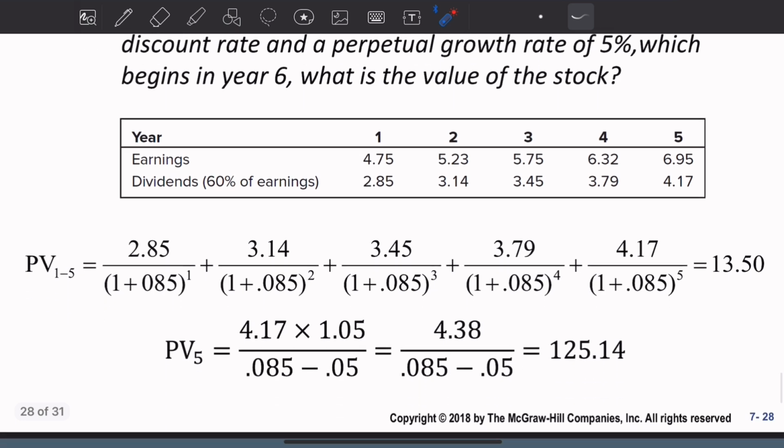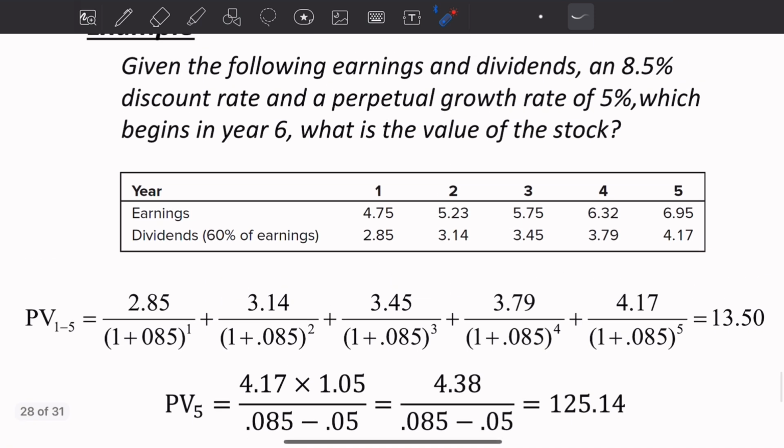Okay, so here the present value of the dividends between year 1 and 5: the first payment at the end of the first year, $2.85. We discount that by 1 year. 1 plus R, which is given to us here, the discount rate, 8.5%, to the power of 1, because this is going to be received at the first year. And then for the second payment, $3.14. This is the expected dividend to be received by the end of the second year. We discount it for 2 years, and so on.